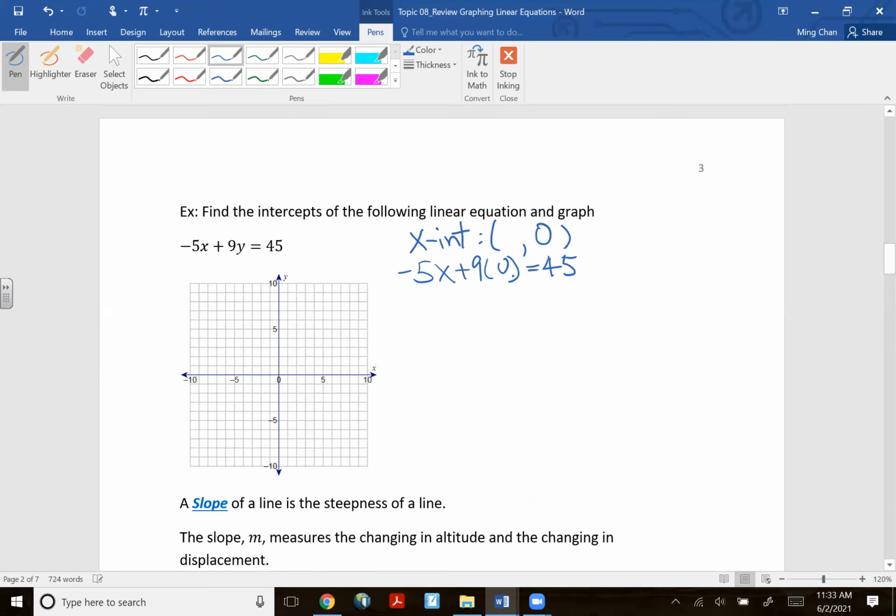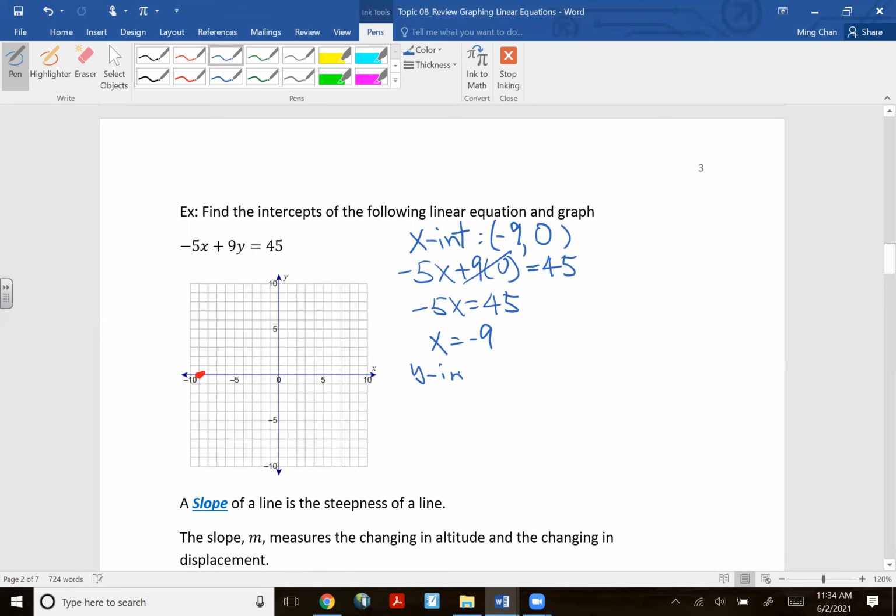And we will solve for x. 9 times 0 cancels out, so that's negative 5x equal to 45. When I divide both sides by negative 5, x should be negative 9. So negative 9, 0, right? Negative 9, 0 means I will go to the left 9. But the y value is 0, so I do not go up and down. So negative 9, 0 has to be on the x-axis.